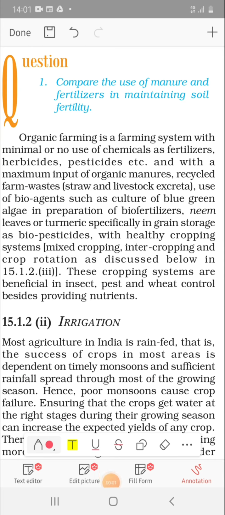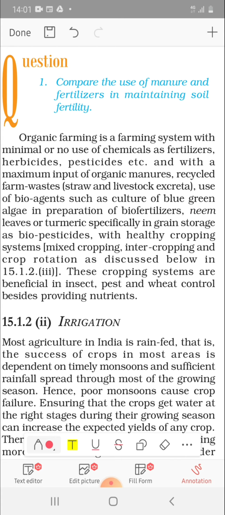Nowadays, another practice adopted is called organic farming. Organic farming is a farming system with minimal or no use of chemicals as fertilizers, herbicides, pesticides, etc. and with a maximum input of organic manures. Organic manures like recycled farm waste, straw and livestock excreta, use of bioagents such as culture of blue-green algae in preparation of biofertilizers. Neem leaves or turmeric, especially in grain storage as biopesticides.